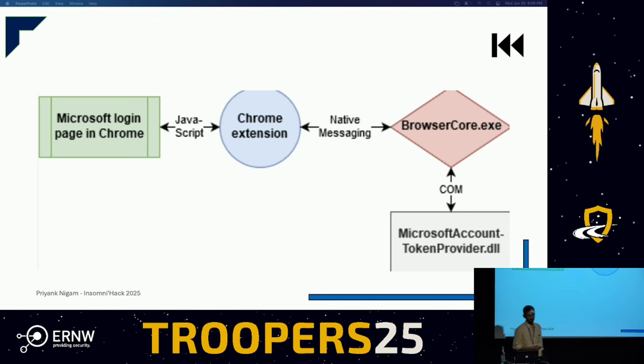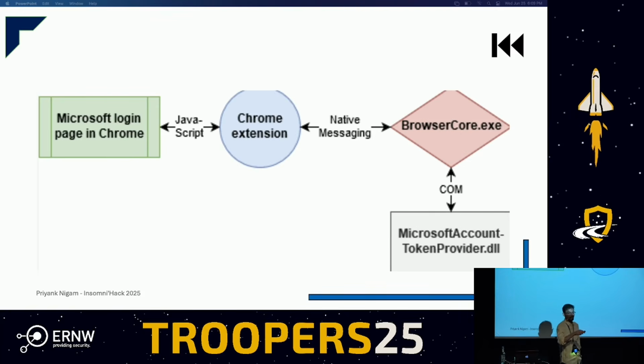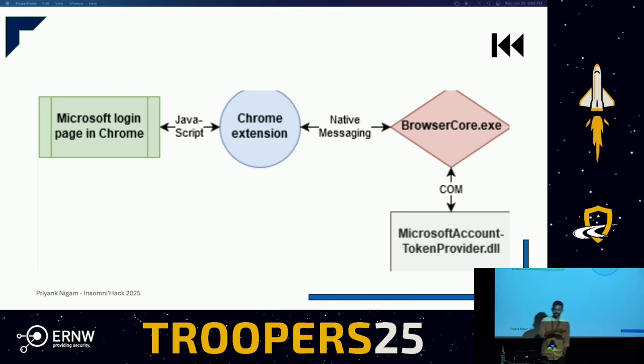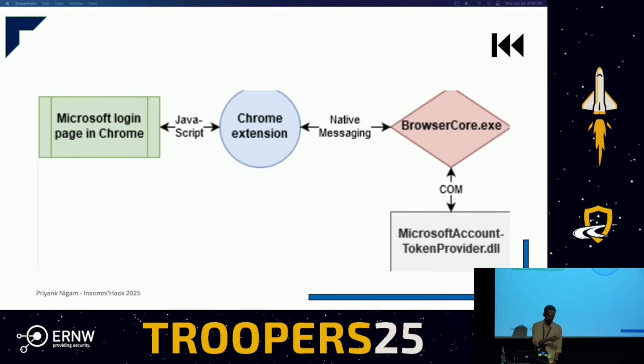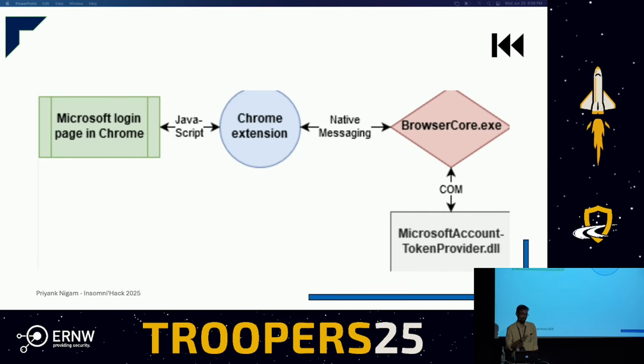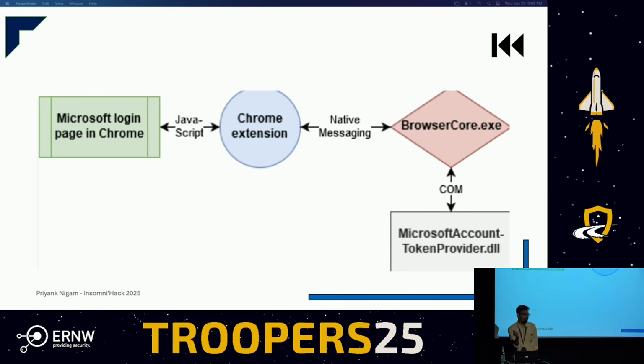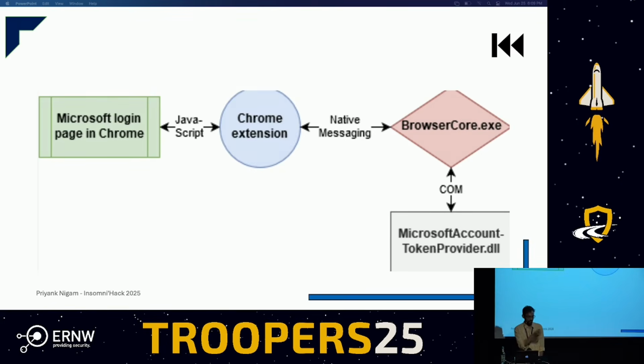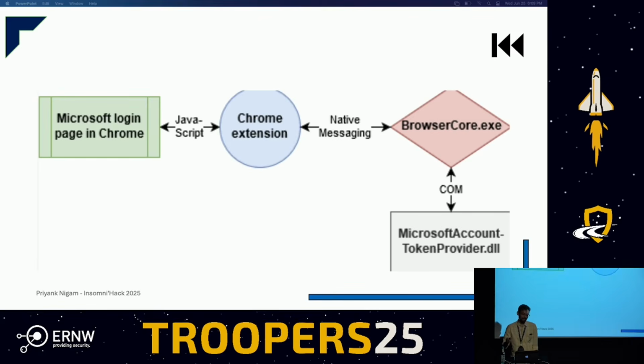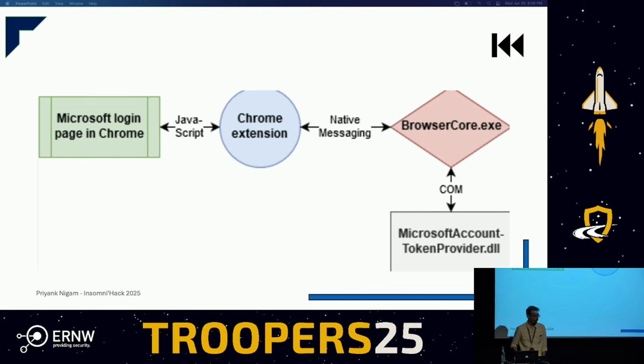The way it works is the page in the browser interacts with the Chrome extension using JavaScript, obviously. But there's this binary, browsercore.exe, and it uses native messaging to pass messages between them. And then the way it interacts with the token provider DLL is via COM.